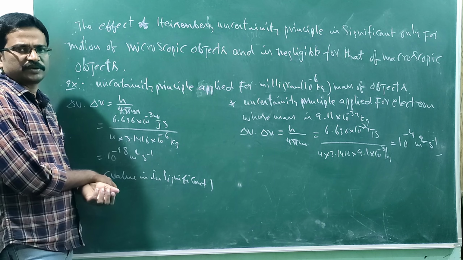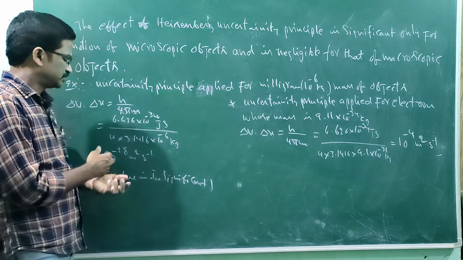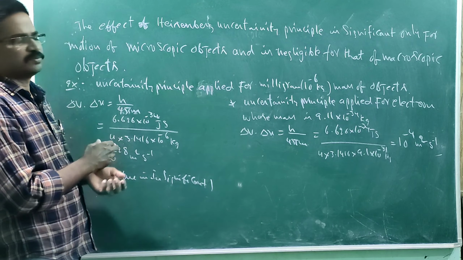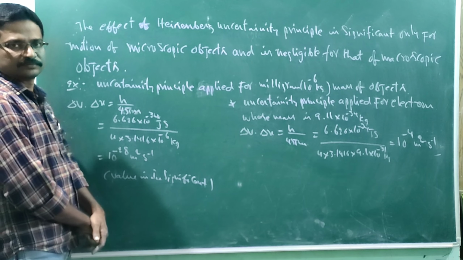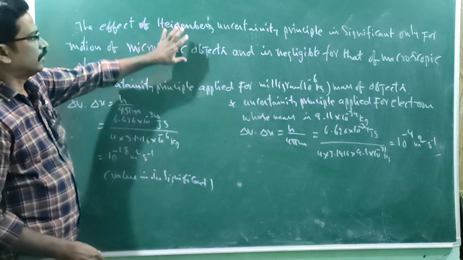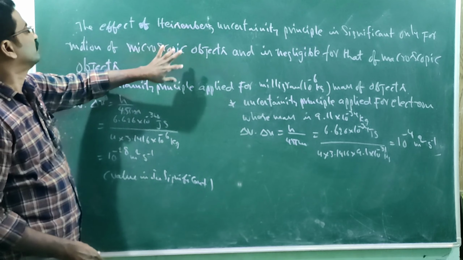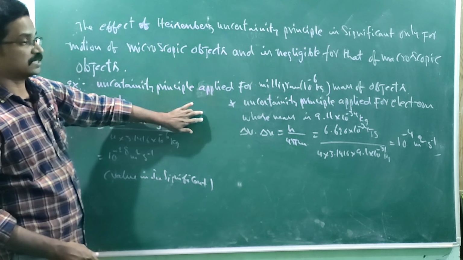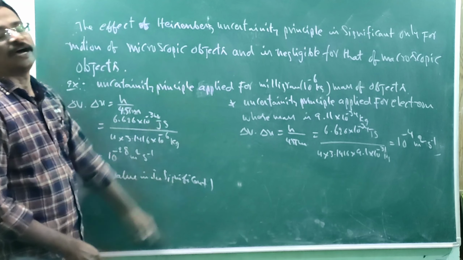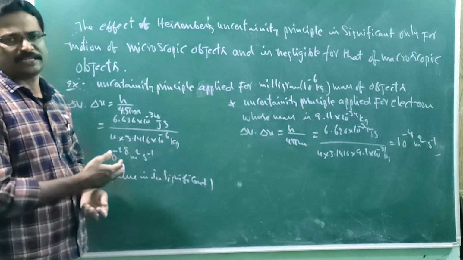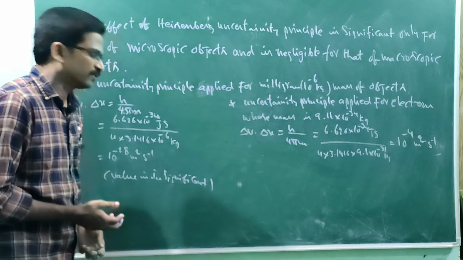This value is 0.000, very negligible and insignificant. So there is no meaning for this. That is the reason why the Heisenberg principle is significant only for microscopic objects, not macroscopic ones. This one is macroscopic, so the product of these two is almost 0. 10 to the power of minus 28 means 0.000 something. Its value is insignificant.